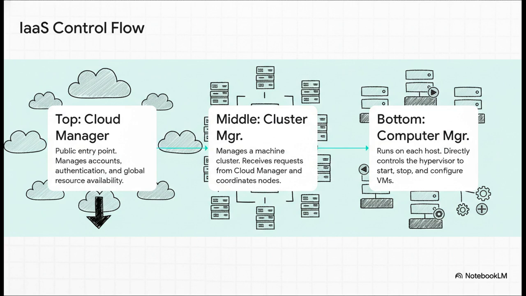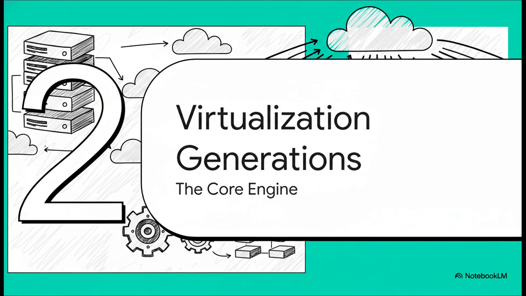This is the grunt on the ground floor. It gets the final order and talks directly to the hypervisor to actually spin up your VM. This whole delegation is absolutely genius, and it's what allows the cloud to scale to an insane degree without falling apart. Okay, so that's the command structure.